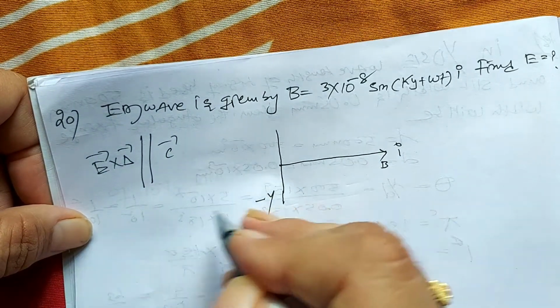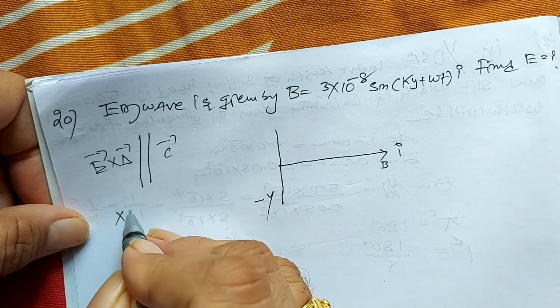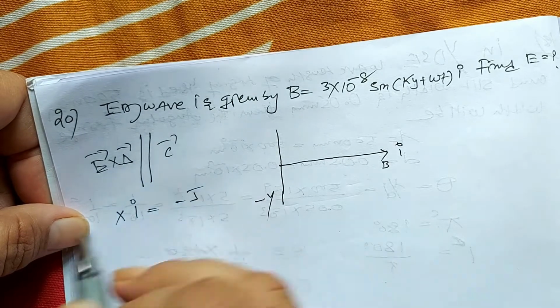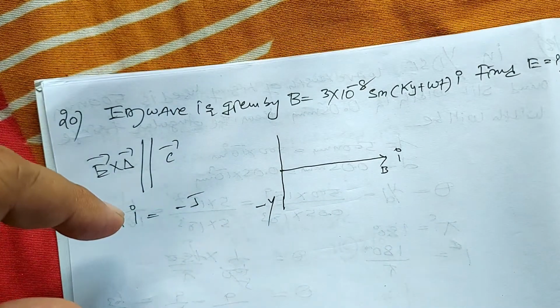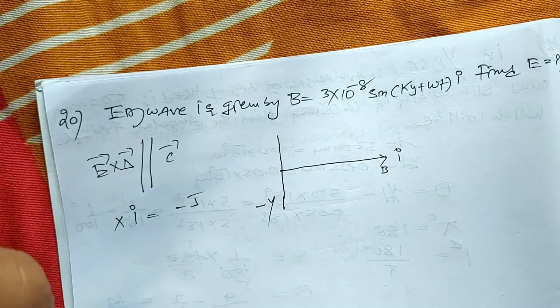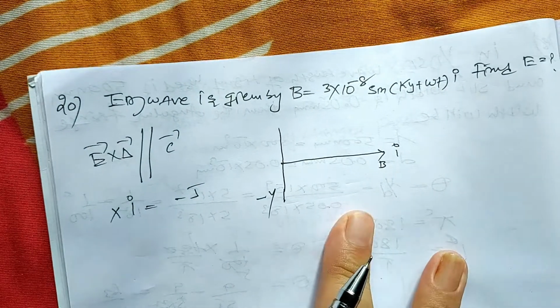So this is here. B bar direction is i, that is equal to minus j. C bar, what is the direction of propagation of electromagnetic wave? Along minus y direction. Okay.